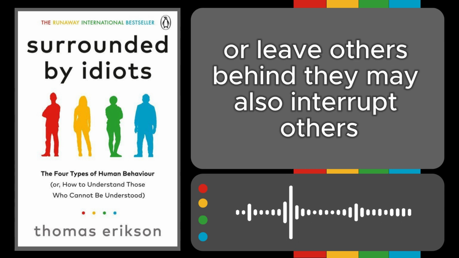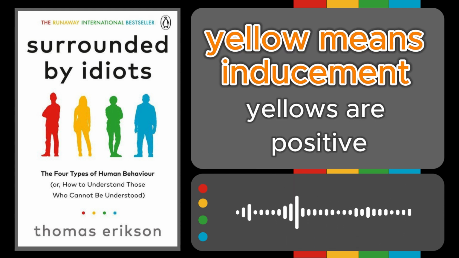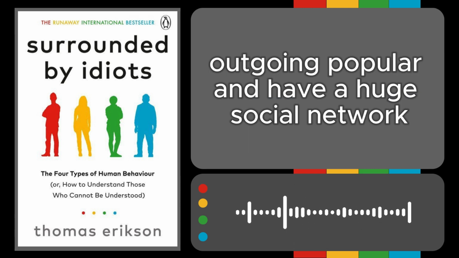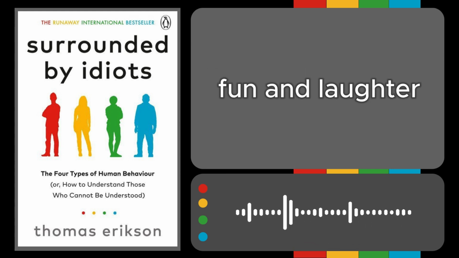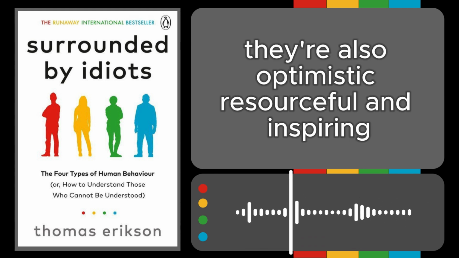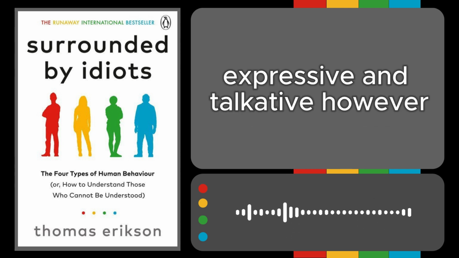They may also interrupt others, assert their views, or seem controlling, confrontational. Yellow means inducement. Yellows are positive, creative, and sociable. They are social butterflies, outgoing, popular, and have a huge social network. Yellows are always full of vitality, fun, and laughter, infecting others with their positive energy. They're also optimistic, resourceful, and inspiring. Of the 4 colors, yellows are the most animated, expressive, and talkative.